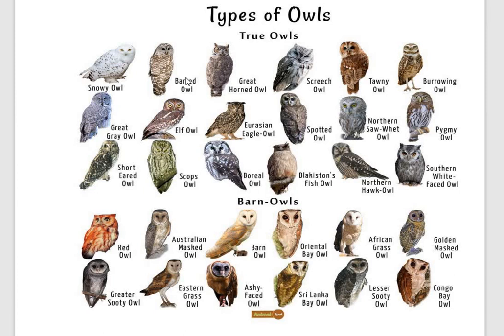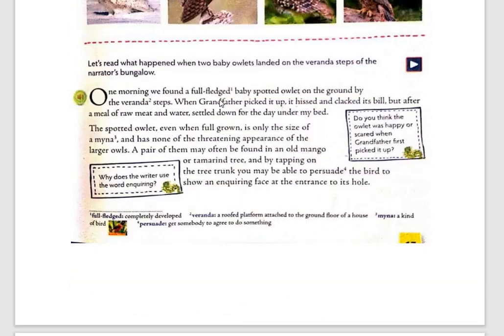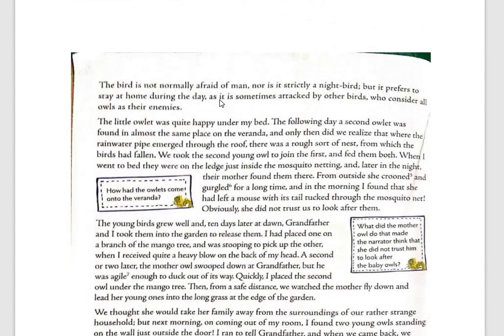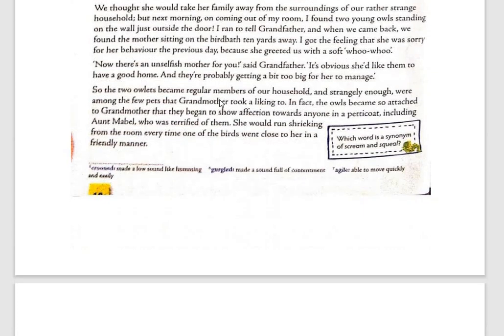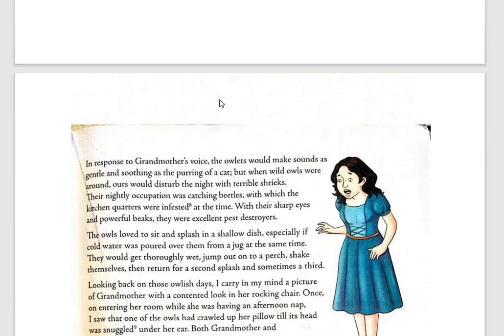I hope by this time most of you have purchased your book. But those who didn't purchase, don't worry. For my subject, I'm uploading the scanned pages of the text so that you can download it and read it. If you have not purchased the book, you can download and read it from there.